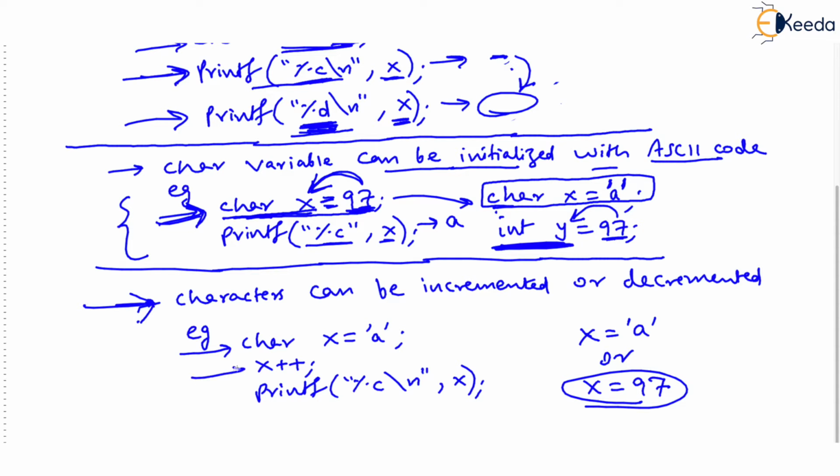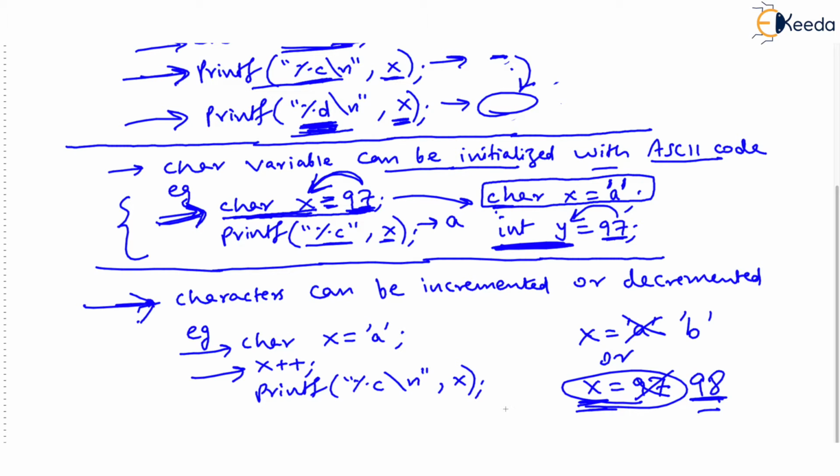Now the next line says x plus plus, which means x is 98. Just check, x is getting increased by 1. But now if x is 98, then x was a, but now x is b. In simple terms, when you increment a character, we get the next character in the sequence, and the next character after a has to be b.